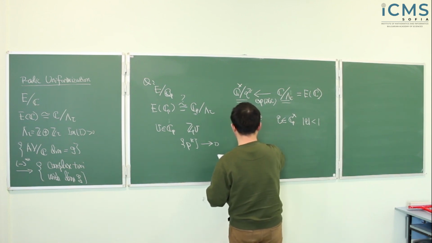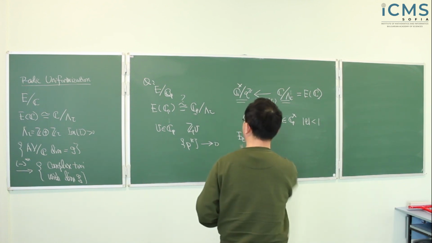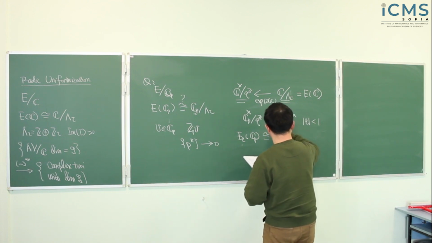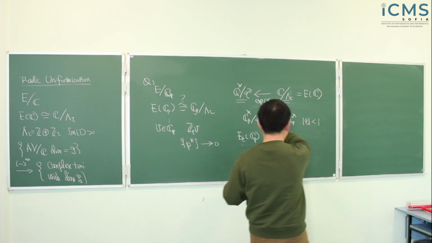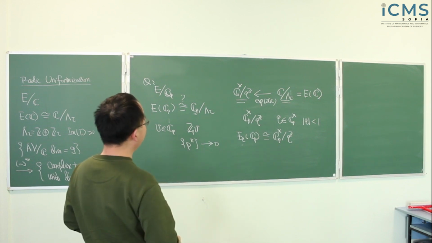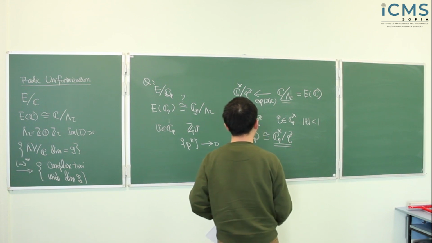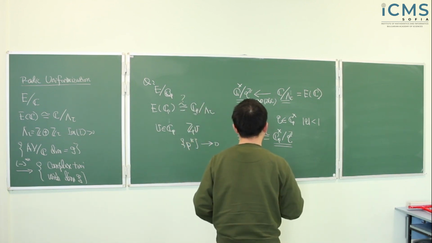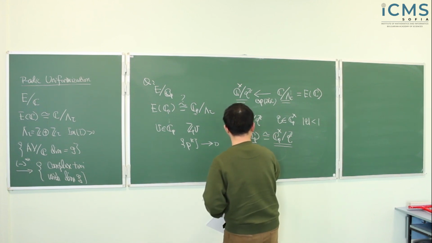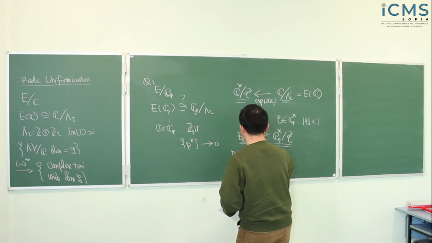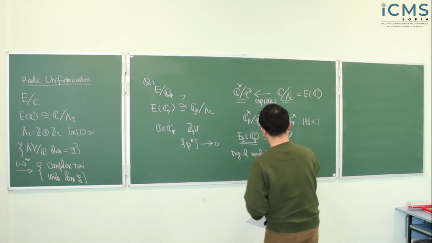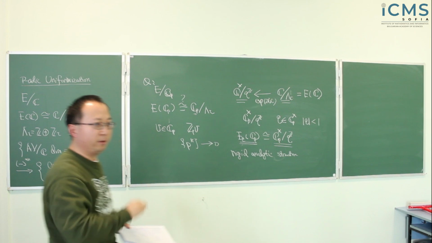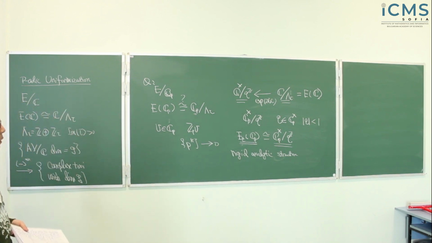Tate proved that for a fixed q, we have E_q, an elliptic curve over Q_p, and the C_p points of this curve are isomorphic to C_p star modulo q to the Z. On this side, we call it a p-adic uniformization for E_q. On this part, we can use the so-called rigid analytic variety to get a rigid analytic group structure on the C_p points of E_q. But E_q itself is an algebraic curve, a classical elliptic curve over Q_p.